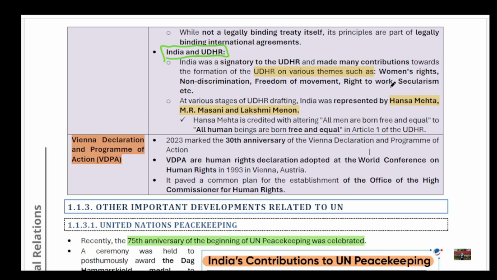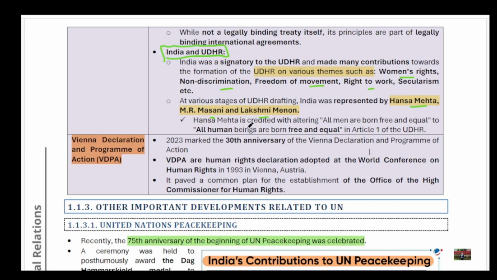India made contributions on various themes like women rights, non-discrimination, freedom of movement, right to work, secularism, and etc. And few of the great personalities and leaders from our country like Hansa Mehta, she was also a member of Constituent Assembly, M.R. Masani, Lakshmi Menon, they were the representatives of India in Universal Declaration of Human Rights, right?